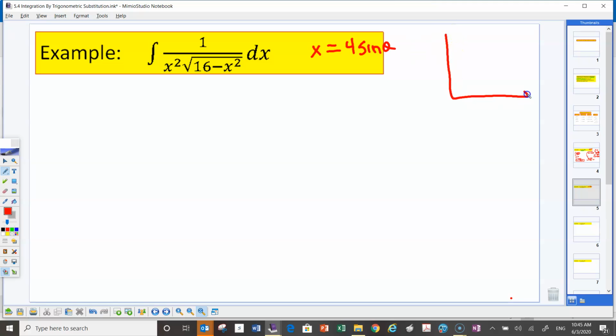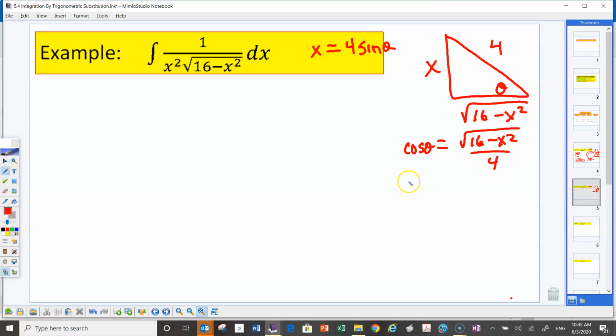If we draw our diagram, here's theta. If I divide by 4, I get opposite over hypotenuse, sine. Therefore, this side here is going to be the square root of 16 minus x squared. Cos theta is equal to the square root of 16 minus x squared over 4, and therefore 4 cos theta equals the square root of 16 minus x squared, and dx is 4 cos theta d theta. Now I need to make substitutions for dx, for x, and the square root of 16 minus x squared.